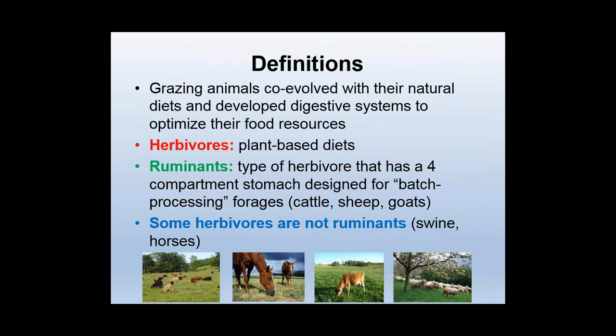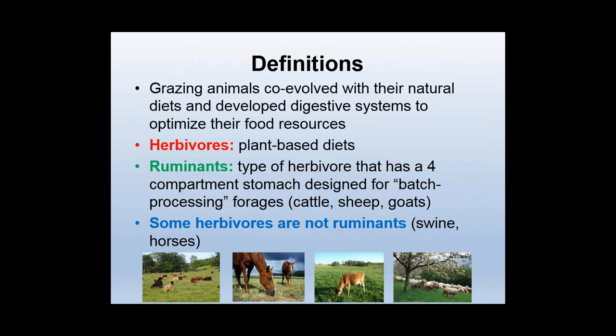Maybe it's not quite as academically oriented, but it's going to be stuff that a lay person needs to know and is going to understand if they're going to attempt to manage grazing. So the first definition we might talk about is just the word herbivore, and that's really just a plant-based diet. And then within that we have ruminants, which is a particular type of herbivore that has a 4-compartment stomach that's designed, the way I look at it, for batch processing of forages.